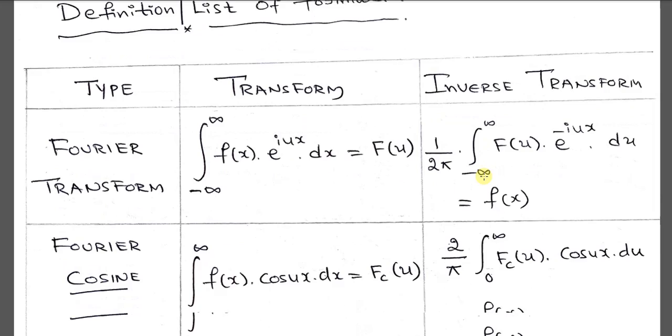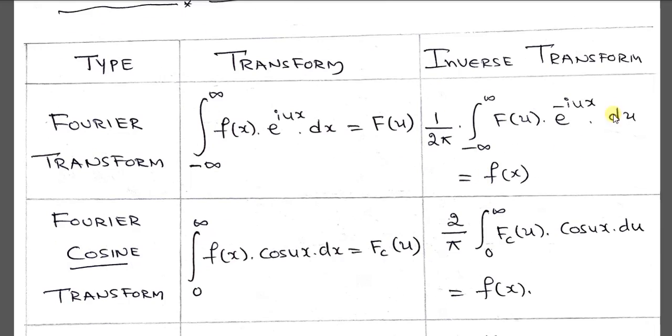So we have three varieties of formulas. The first one is Fourier transform. And again in this case we have two formulas. One is a direct transform and the second one is the inverse transform. The formula for Fourier transform is the integral from minus infinity to plus infinity of f of x e power iux dx. And this is denoted by capital F of u.